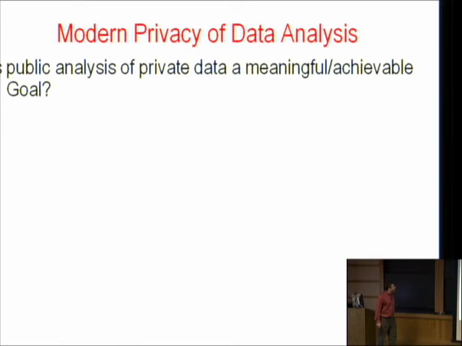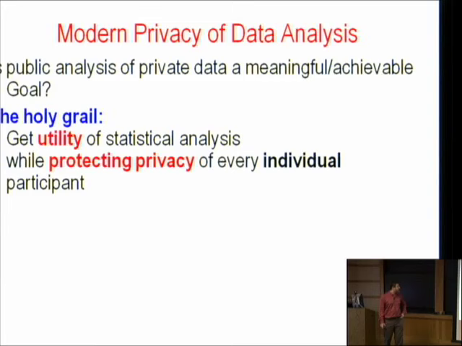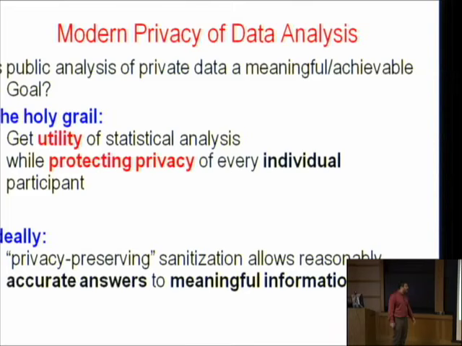So first you can ask, is it a meaningful goal? Is it achievable? In general, the holy grail here is to have meaningful statistics, to get the utility of statistical analysis, while protecting the privacy of every individual participant. And we want some sanitization of the data that will allow us reasonably accurate answers to meaningful information. If you define it in the most general terms, you can show that this is impossible because of auxiliary information. If you have absolutely no restriction about what auxiliary information about the data the adversary has, then you can show that this is impossible to achieve.